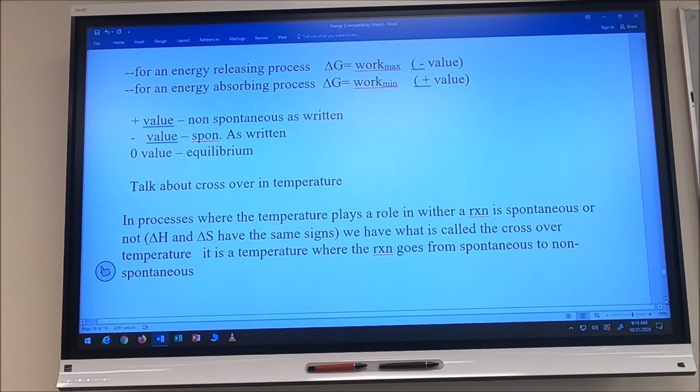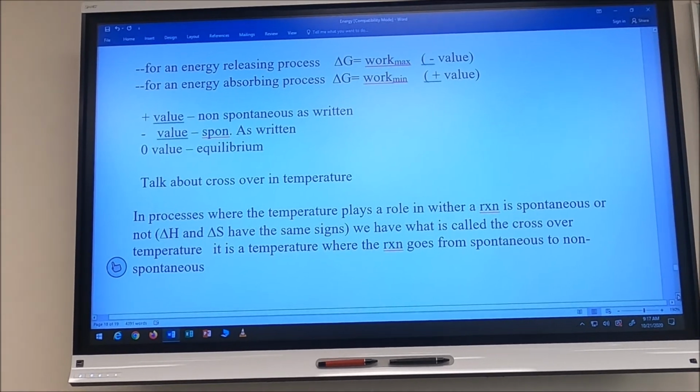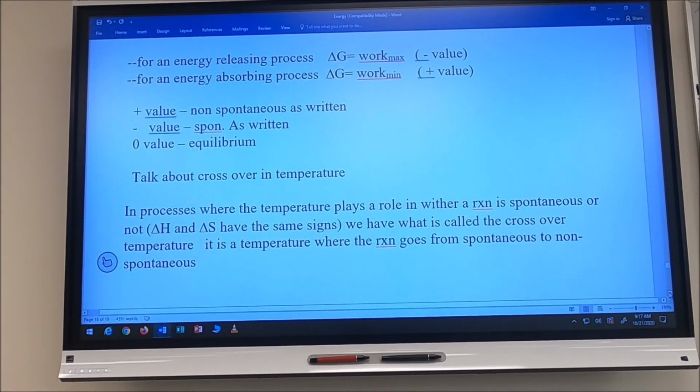So, for an energy releasing process, delta G equals work max. That's when delta G is negative. For an energy absorbing process, delta G equals work minimum, and it's a positive value. So remember, positive is non-spontaneous as written, negative is spontaneous as written, 0 means you're at equilibrium. Now remember, if a reaction is spontaneous in one direction, it would be non-spontaneous in the other. If it's spontaneous in the direction written, it's non-spontaneous in the reverse direction.